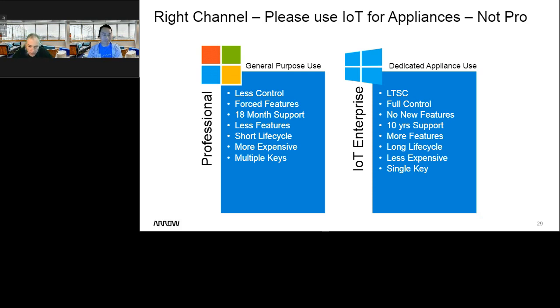Obviously, the way to go with an appliance is the LTSC version, where you're going to get 10 years of support. You're going to get a long life cycle. You're going to get a single product key, right? Less expensive. It's licensed on the processor. So if you've been running Pro today, and I hear it all the time, people will come to me and they're sick of the Windows updates, right? So LTSC fixes that. Make sure and use LTSC.